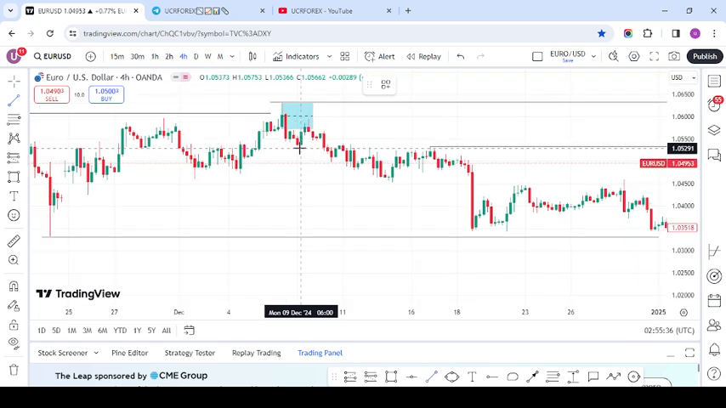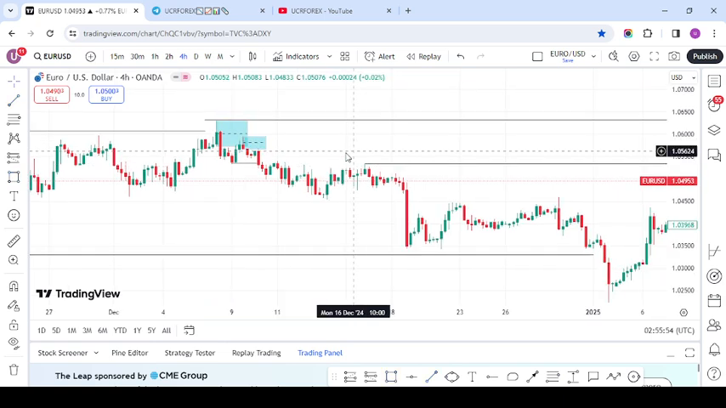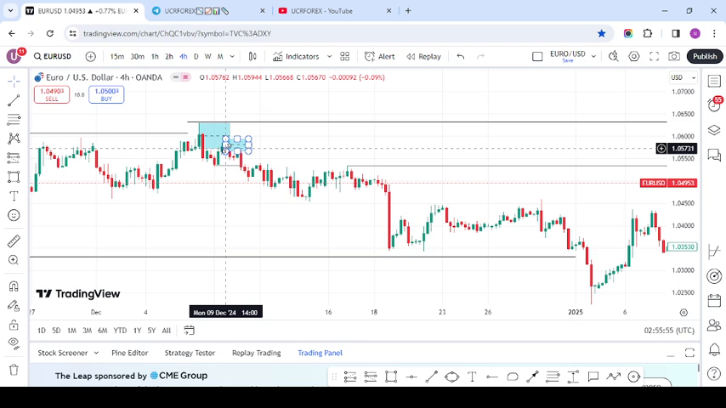You see that BOS, sorry. This is the BOS. Alright, so you can see the BOS here. And then look, after that BOS, we have this very particular last candle here. You see this very particular last candle. This is that last candle here. See that last candle.